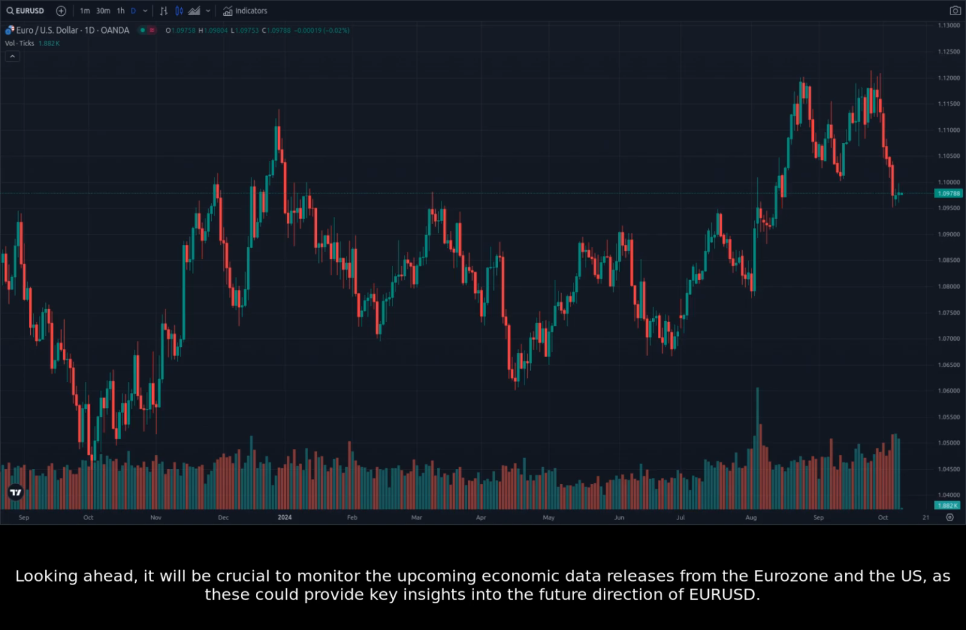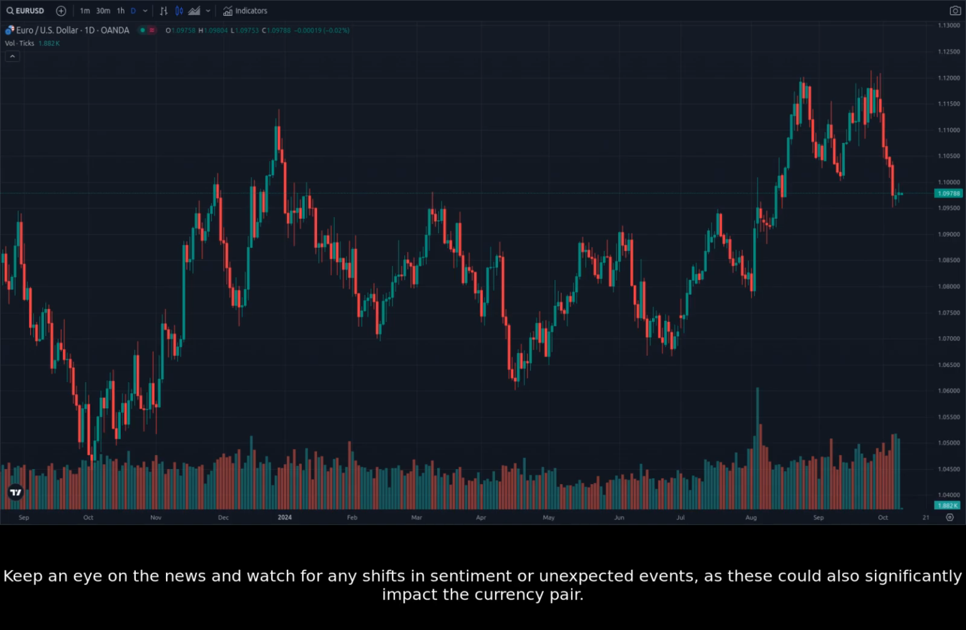Looking ahead, it will be crucial to monitor the upcoming economic data releases from the Eurozone and the US, as these could provide key insights into the future direction of EURUSD. Keep an eye on the news and watch for any shifts in sentiment or unexpected events, as these could also significantly impact the currency pair.